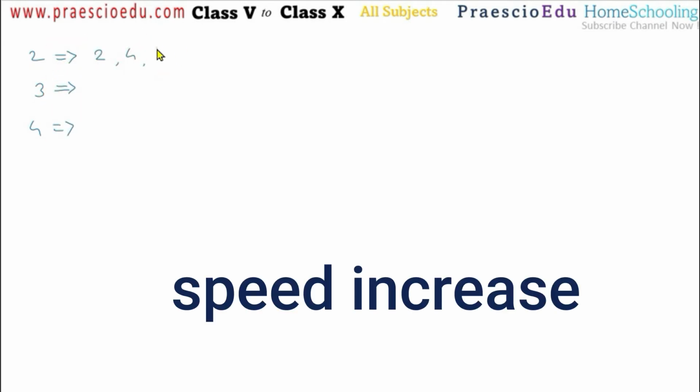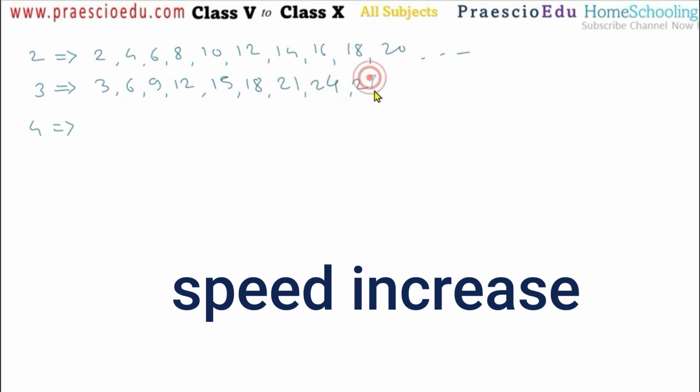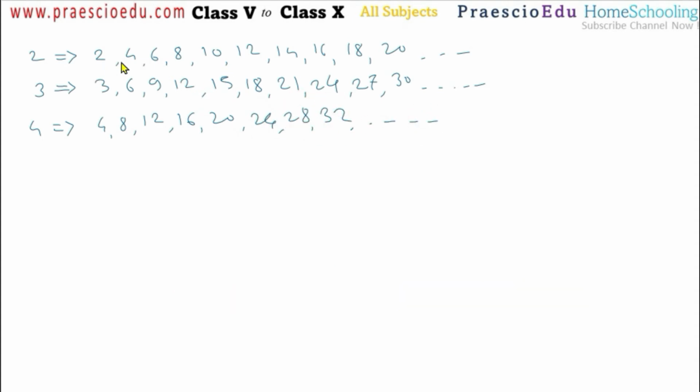Multiples of 2: 4, 6, 8, 10, 12, 14, 16, 18, 20, likewise. Then 3: 6, 9, 12, 15, 18, 21, 24, 27, 30, likewise. Then 4: 4 ones are 4, 4 twos are 8, 4 threes are 12, then 16, 20, 24, 28, 32, likewise. Now which is the common one? First we see if there is any common: not 4, not 6, not 8, not 10, yes, 12 is common in all three. This is the least common multiple, so that's why it is called the LCM.